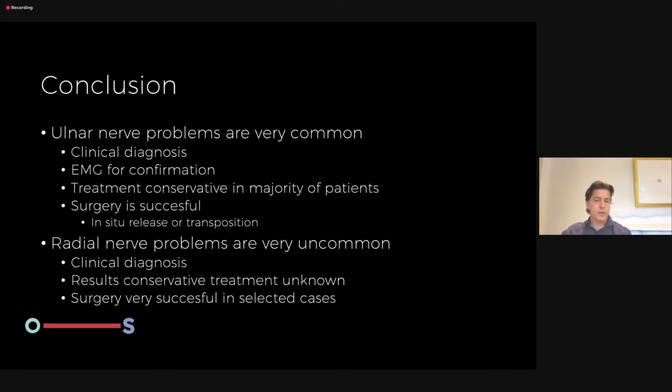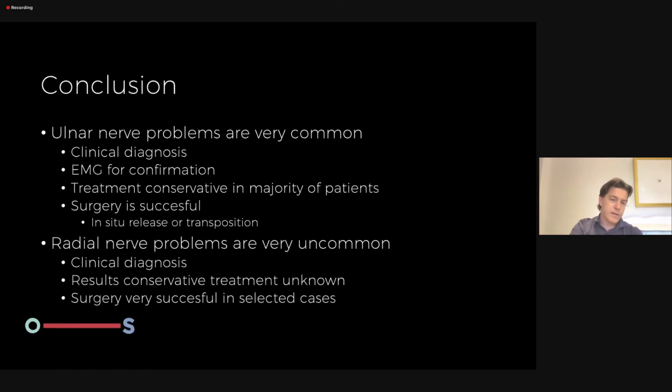Again, clinical diagnosis, with the results of conservative treatment of this unknown, but surgery is very successful if you select your cases well. So I don't do surgery on the radial nerve without a positive EMG, but like I said, especially in the literature, they say, well, EMG doesn't work, it's always false negative. Find a person who does the EMGs well, tell them to stress the elbow, fatigue the elbow, or at least supinator fatigue before you do the EMG, and you'll find them.